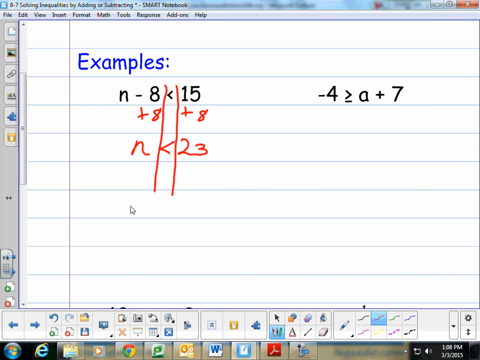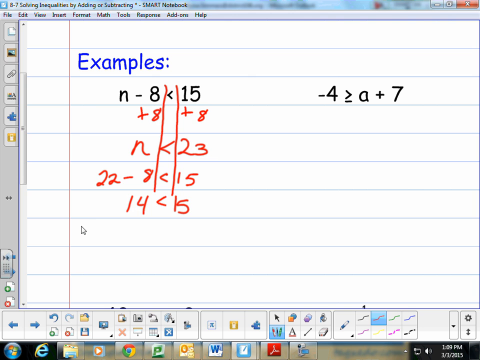So what this means is any number less than 23 will make this true. You could check and do any number less than 23. You can't use 23 because 23 minus 8 would be 15, and this isn't a less than or equal to. So you could try 22, for example. 22 minus 8 should be less than 15. So then you'd get 14 is less than 15, and that's true.